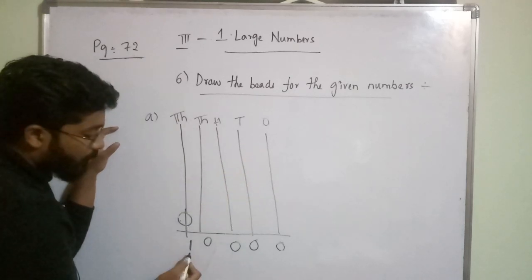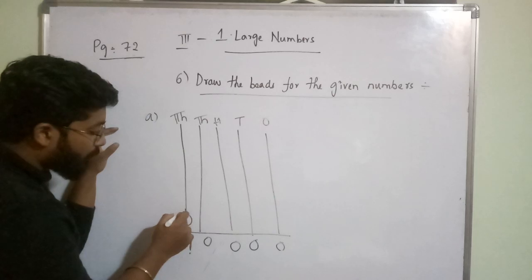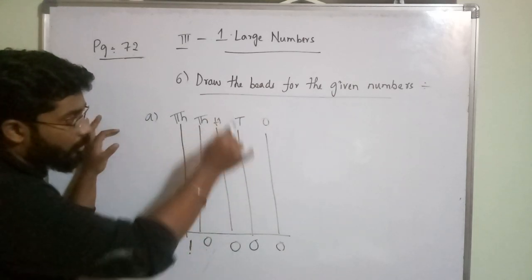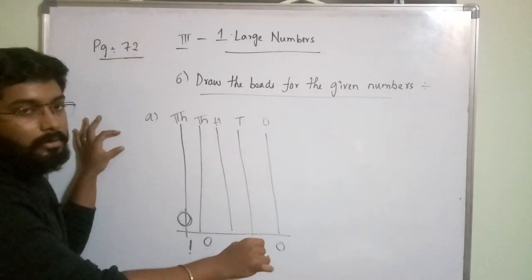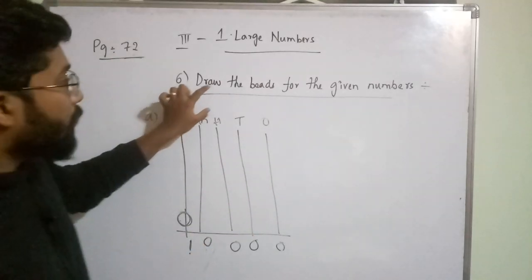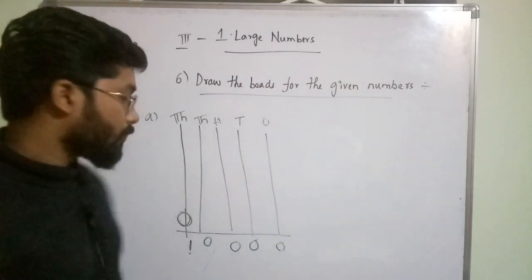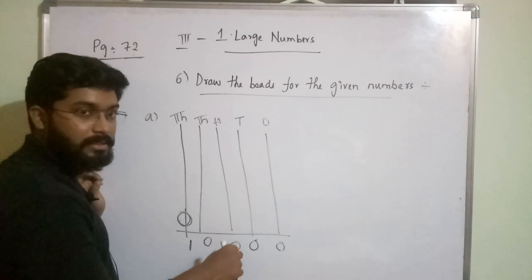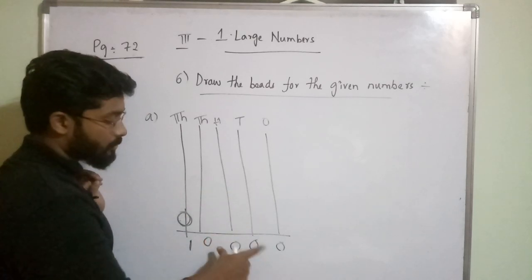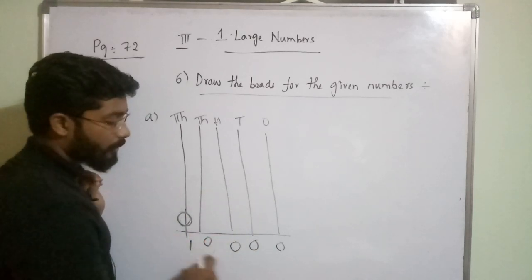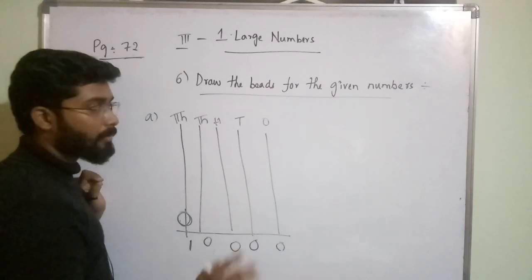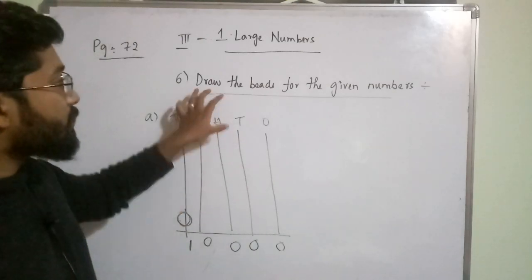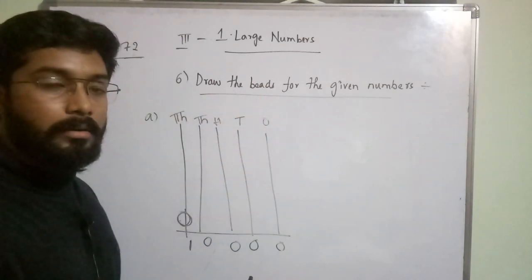So here only one is there now. We have drawn one. Here 0 is there, nothing we have drawn. So he said draw the beads for the given numbers. We have to see which rod contains how many beads. Here one is there, we have drawn one, and the remaining all are 0. Okay, this is completed.